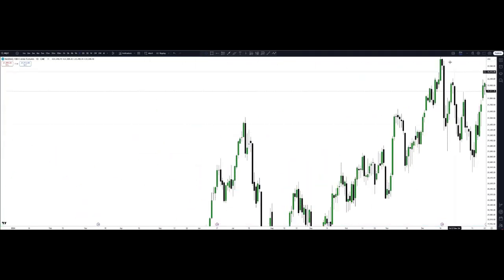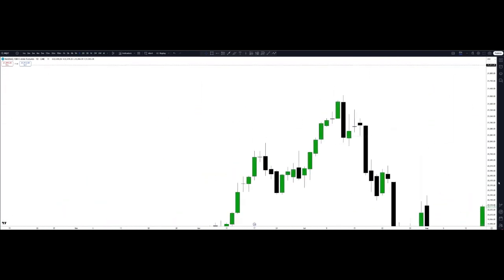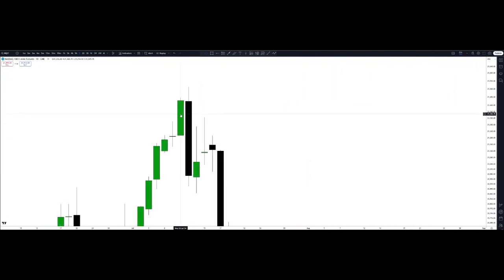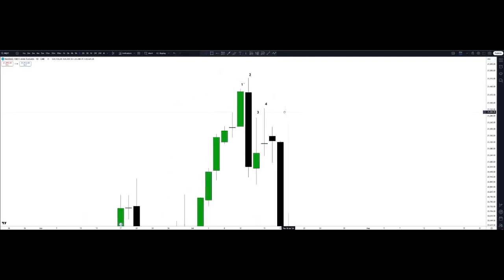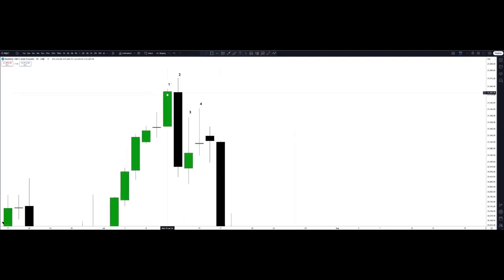Let's take this swing high, for example, random. 1, 2, 3. Let's mark these out. So we have 1, 2, and 3. And of course, number 4 right over here. So, candle number 1 forms the range. Candle number 2 manipulates that range high. Candle number 3 confirms the swing high.